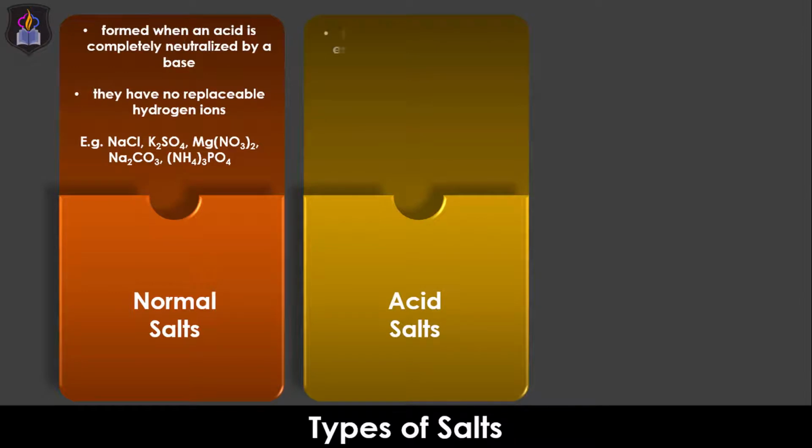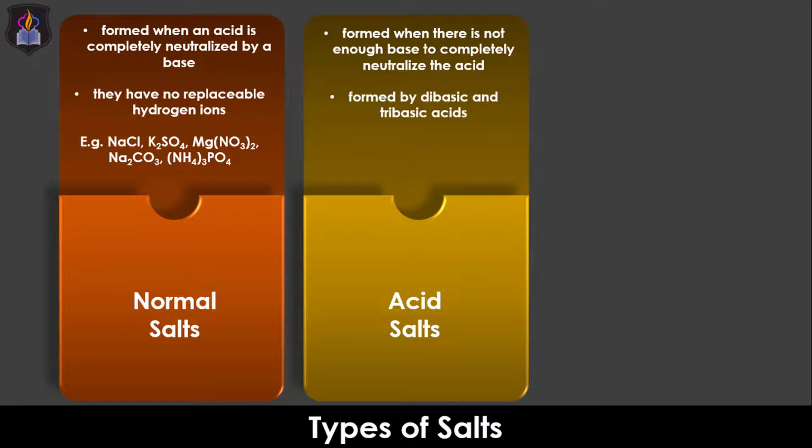An acid salt is formed when there is an insufficient supply of the base to completely neutralize the acid. In these salts, not all the replaceable hydrogen ions are replaced by the metallic or ammonium ions, which accounts for the hydrogen in their names. Acid salts are formed by dibasic or tribasic acids and never monobasic acids. Examples of acid salts are sodium hydrogen carbonate, potassium hydrogen sulfate, sodium hydrogen phosphate, sodium dihydrogen phosphate, etc.